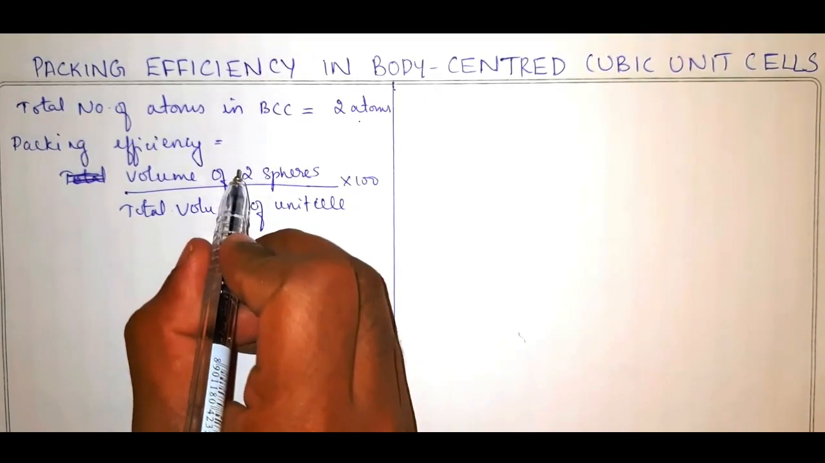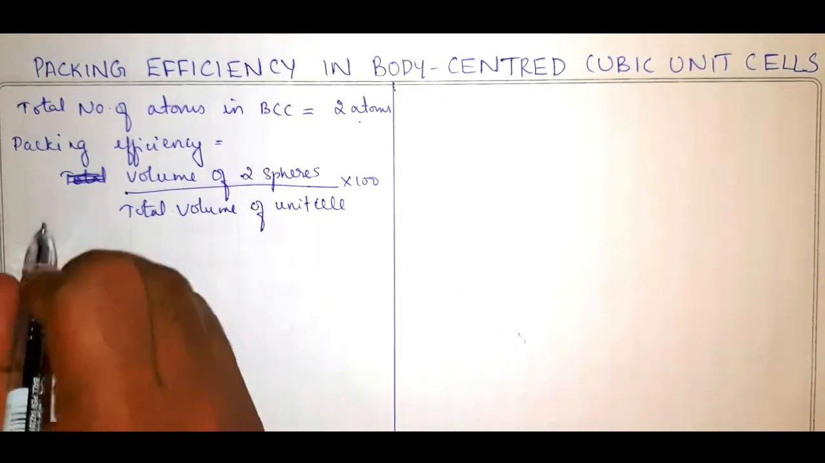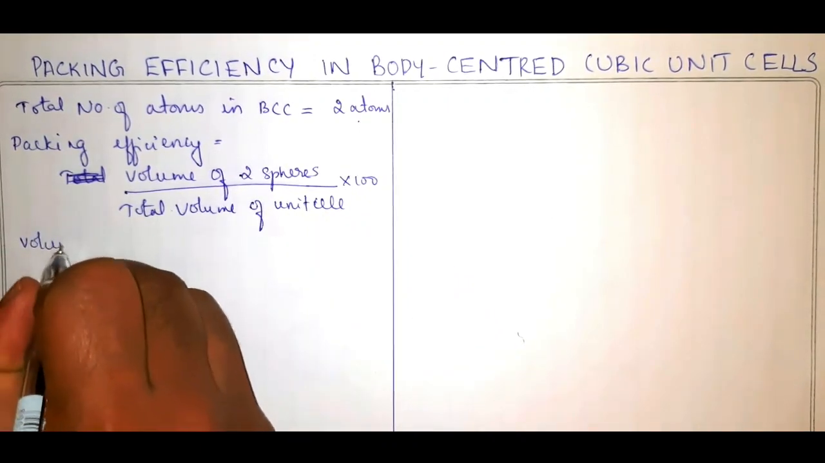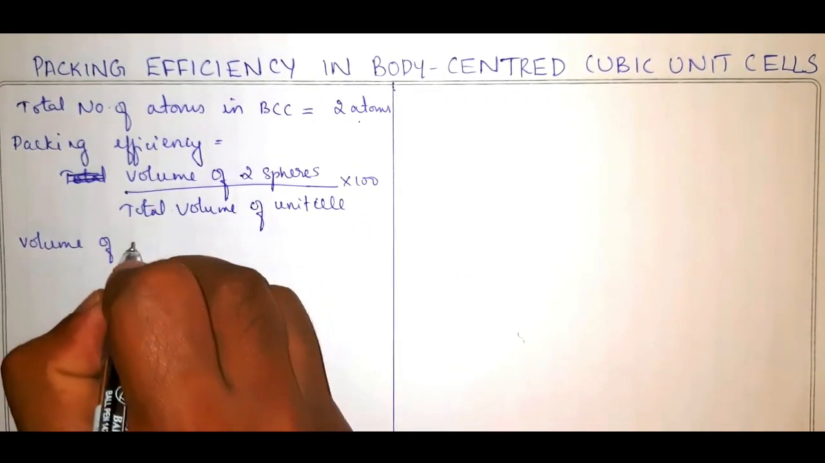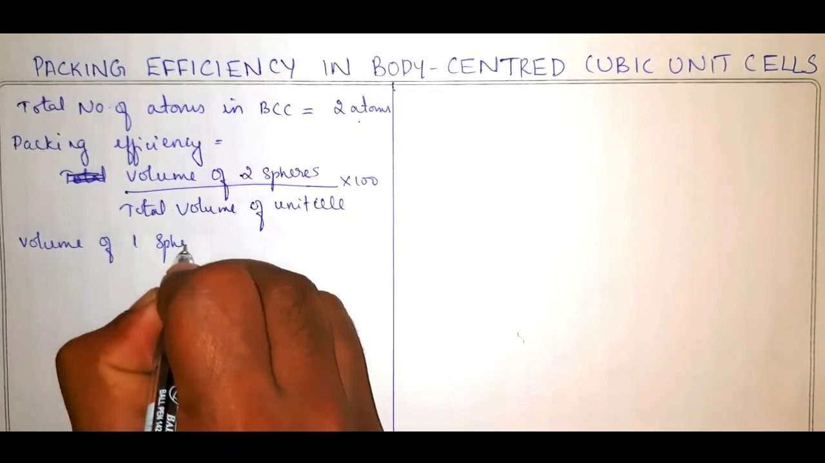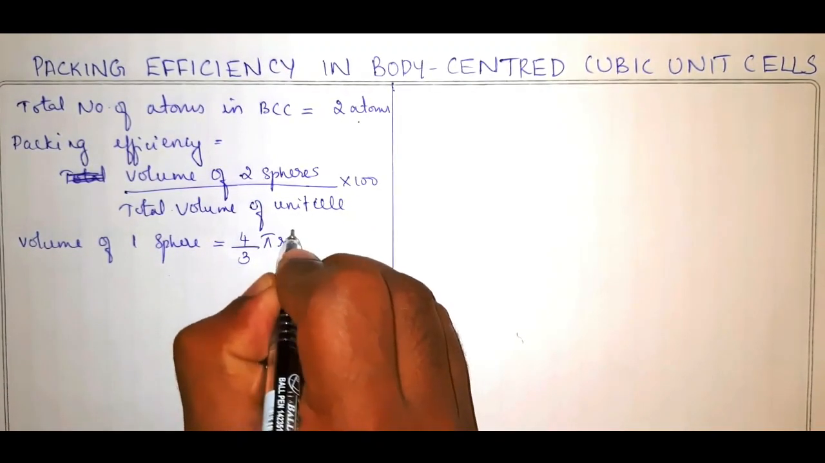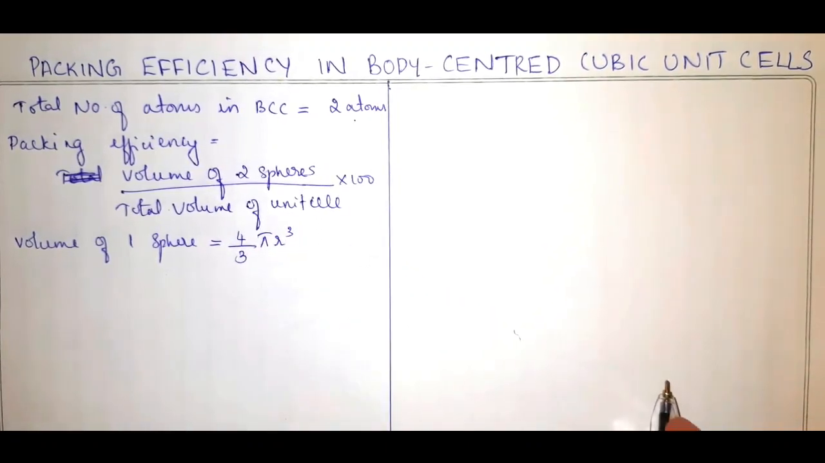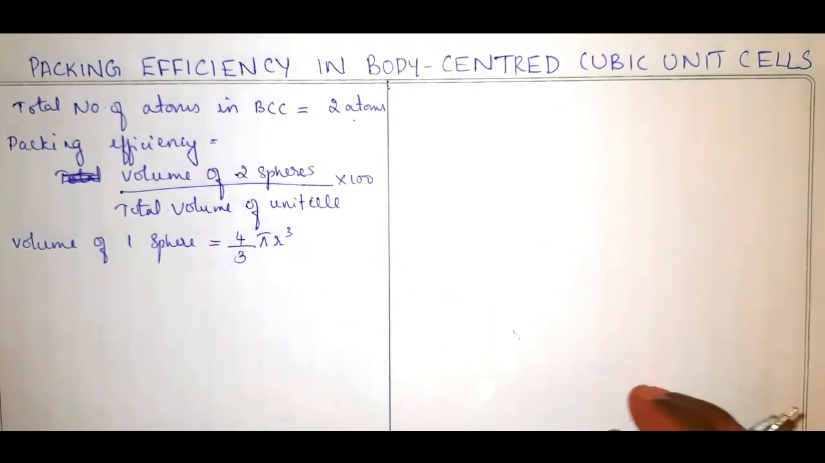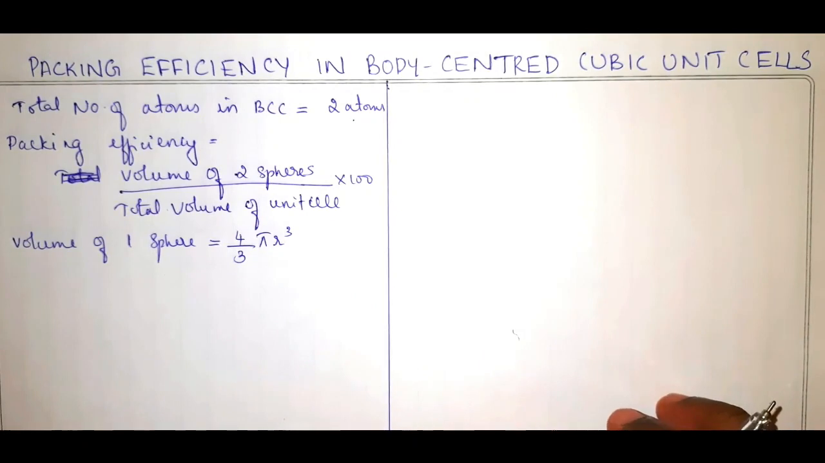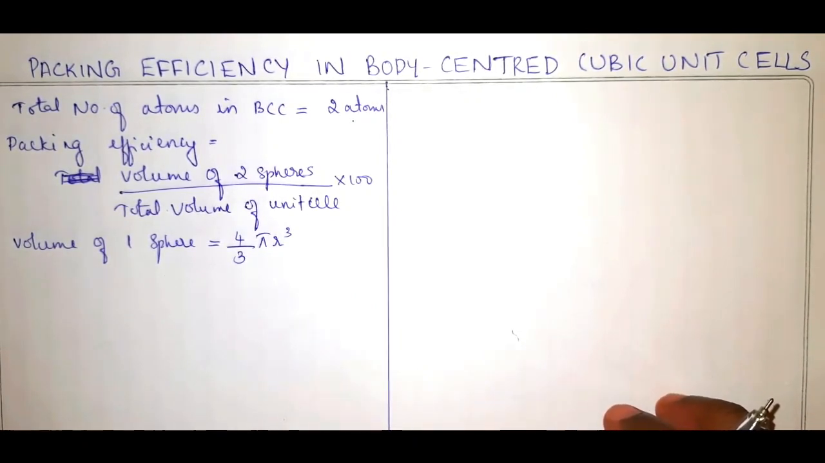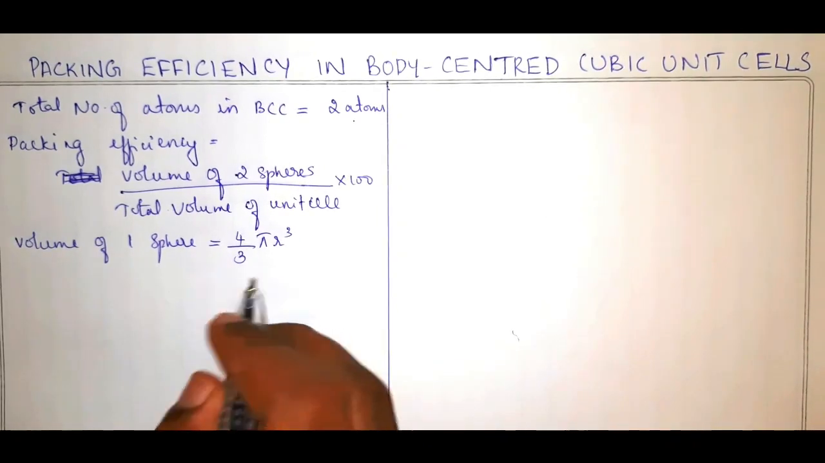Now you need to find the substitution here and here. So first you have to write the volume of sphere. Volume of one sphere. What is the volume of one sphere? It is 4 by 3 pi r cube. Steps are always the same for all three. First you write the packing efficiency, then find the substitutions. That's it. So volume of one sphere is 4 by 3 pi r cube.